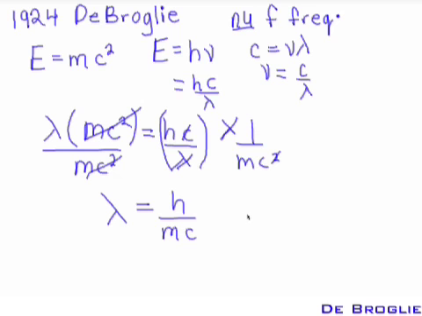Now, massed objects cannot move the speed of light. This is impossible. If you have mass, you can never attain the speed of light. And so de Broglie modified this equation and said, okay, well, mass objects move with a certain velocity, and since c is just the speed of light, it's just a velocity, let's rewrite this as lambda equals h over mv, where v is the velocity.